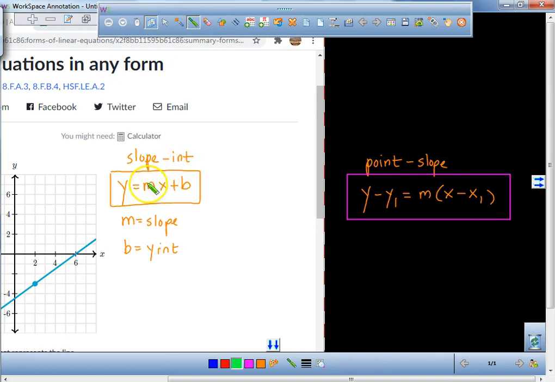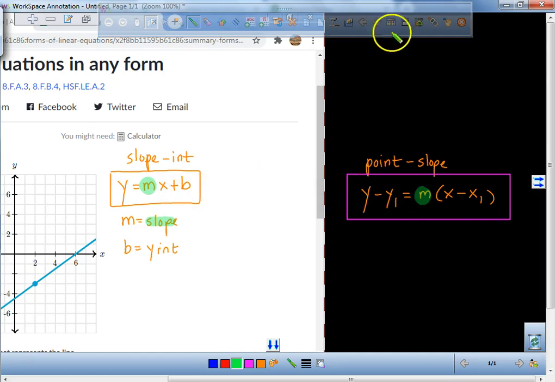Why? Because both of these have something right here that makes them very easy to use: the m value, which represents slope. All right? So make sure you have these two forms in your journal.